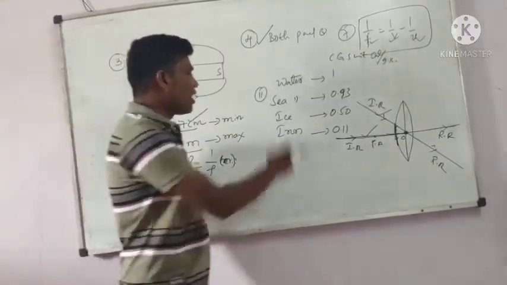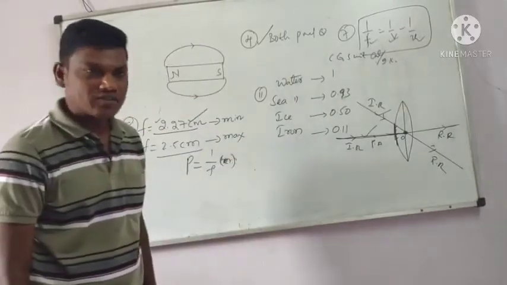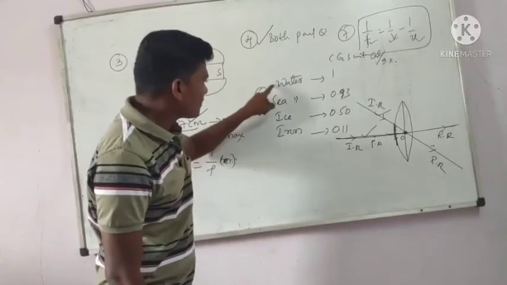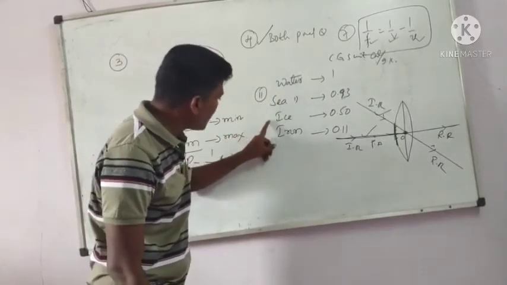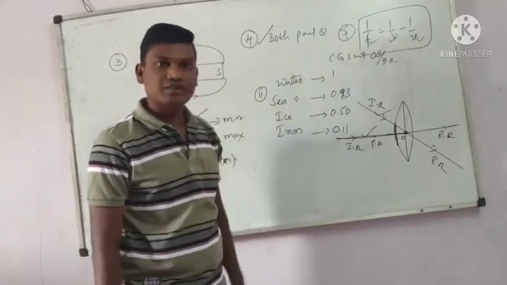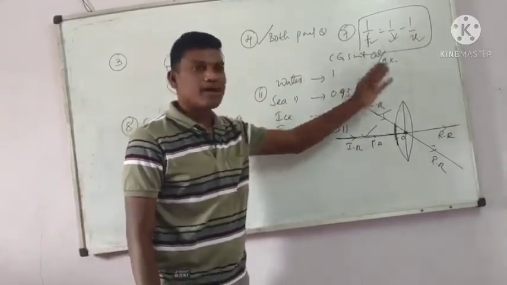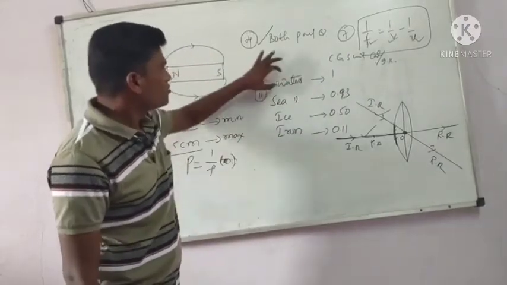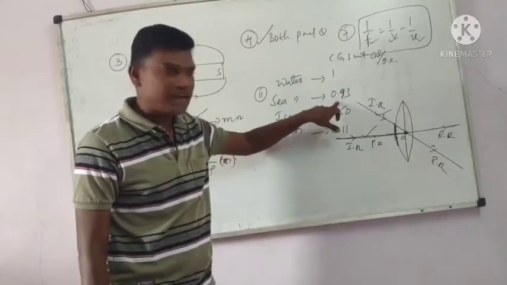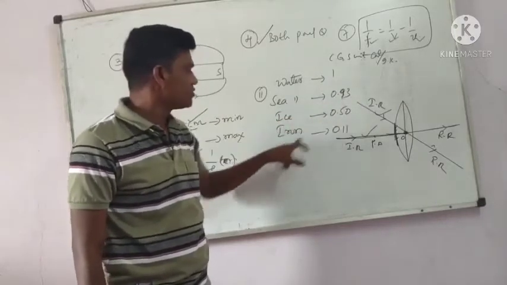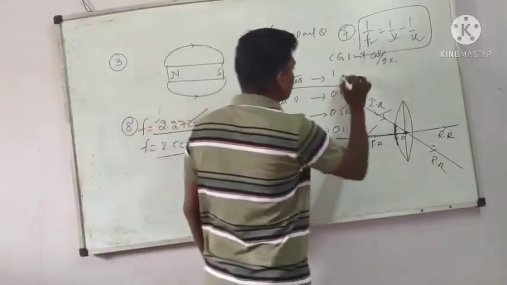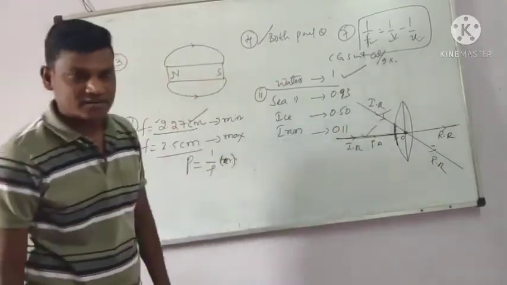Next one. Among the following, which will have the highest specific heat? Water, seawater, ice, and iron. Now their values in the CGS unit, we know, are in calorie per gram Kelvin. Water's specific heat is 1, seawater is 0.93, ice is 0.50, and iron is 0.11. So which has the highest specific heat? Obviously water.